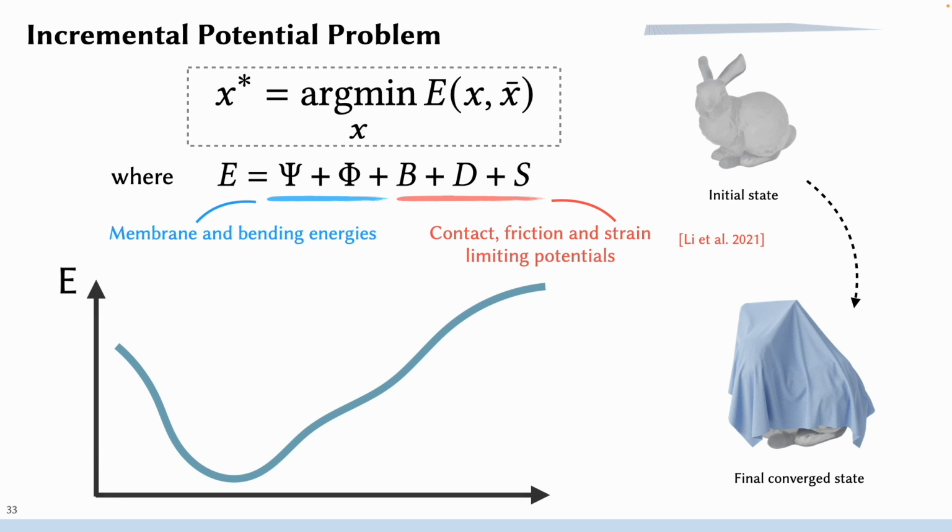And after some optimization steps, the state will converge to a local minimum of the energy, where each local minimum corresponds to an equilibrium state, which is exactly the thing that we are looking for.